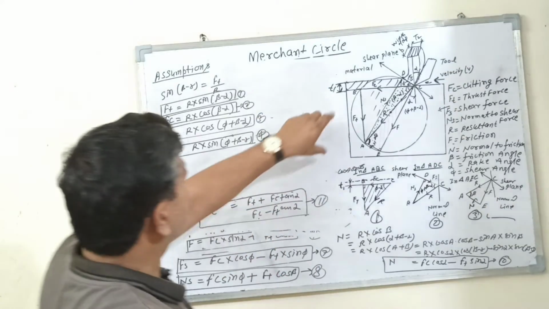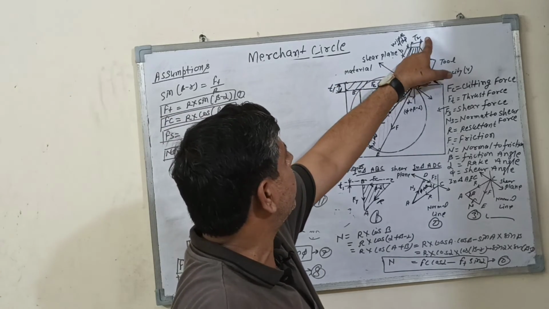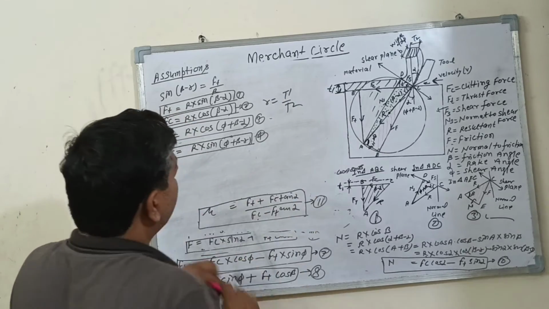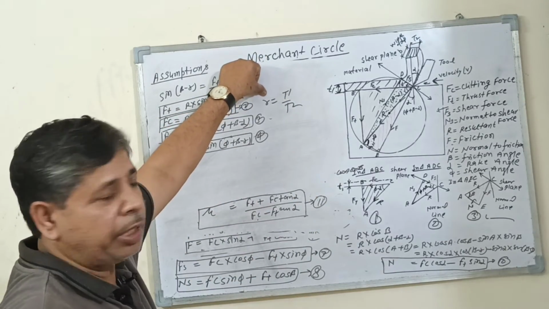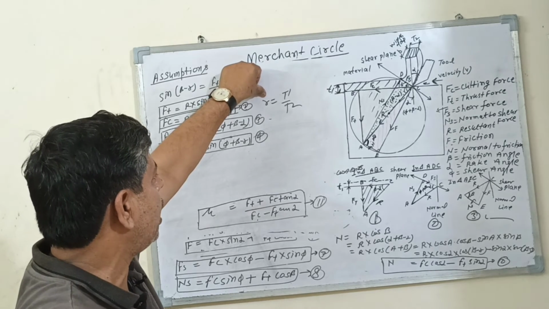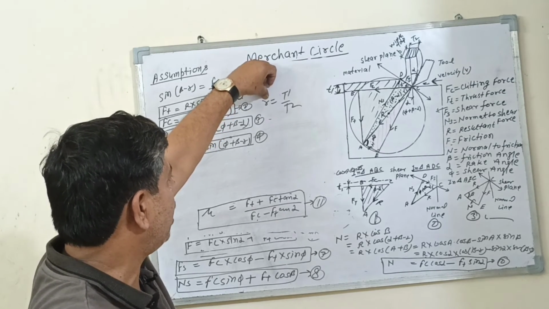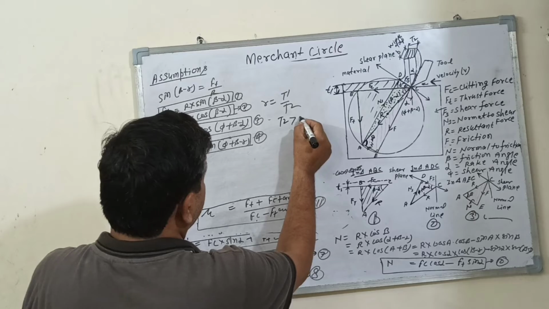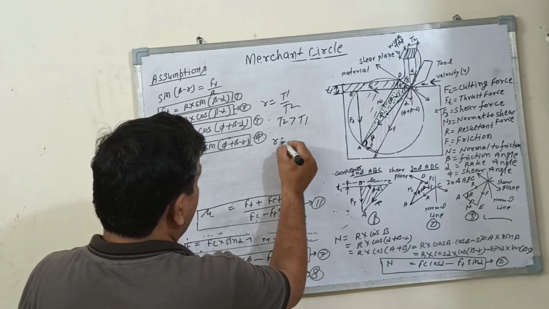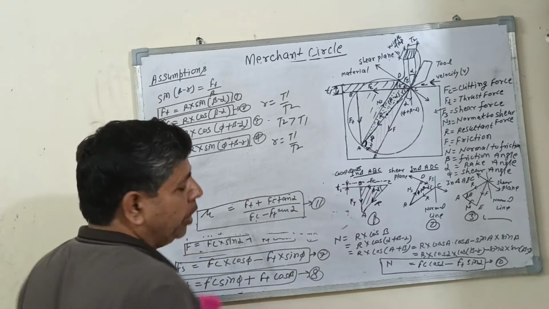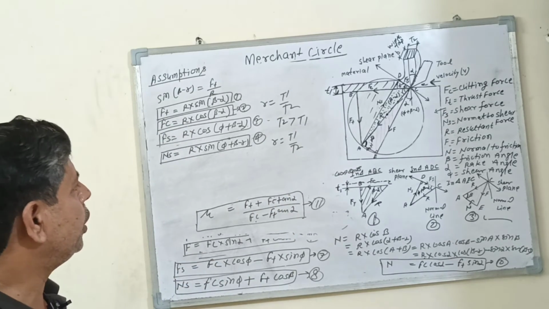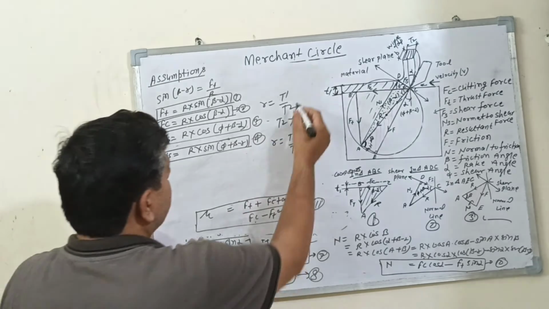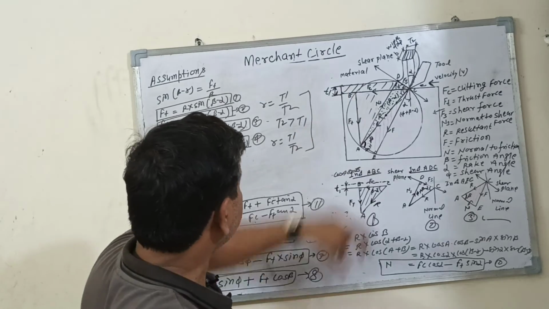T1 is the uncut material thickness, and T2 is the thickness of the chips. So R is equal to T1 upon T2. R is the chip reduction coefficient, also called the chip thickness ratio. T2 is always greater than T1, so the ratio R, T1 upon T2, is less than unity.